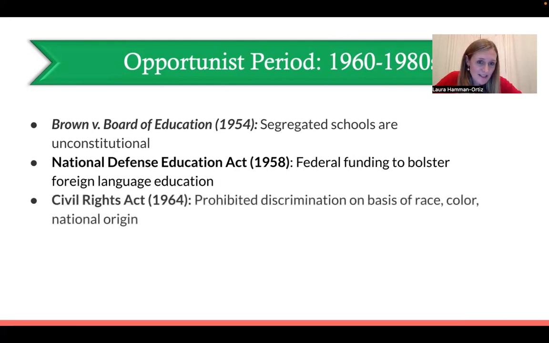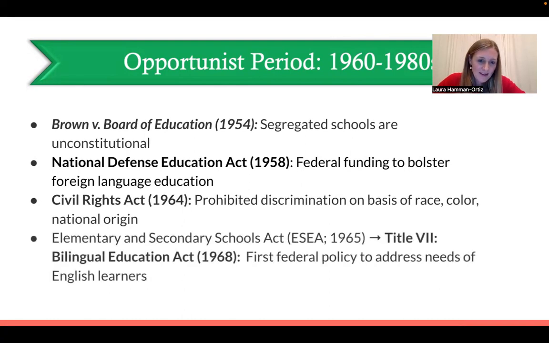The Civil Rights Act of 1964 prohibited discrimination on the basis of race, color, and national origin, and it has been used by advocates for language rights as a way of saying that language is a piece of this discrimination that should be prohibited. And not long thereafter, the Elementary and Secondary Schools Act was the first piece of legislation that really addressed the federal government's role in shaping schooling.